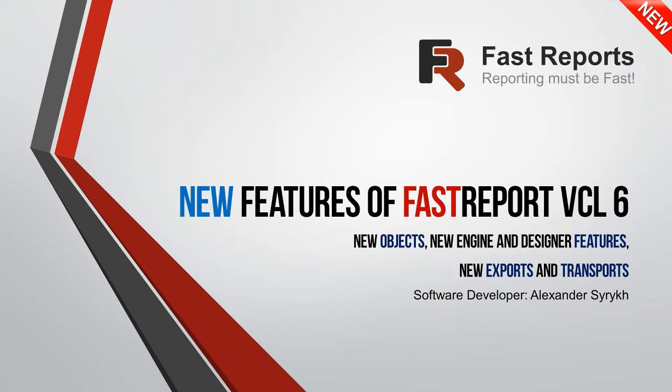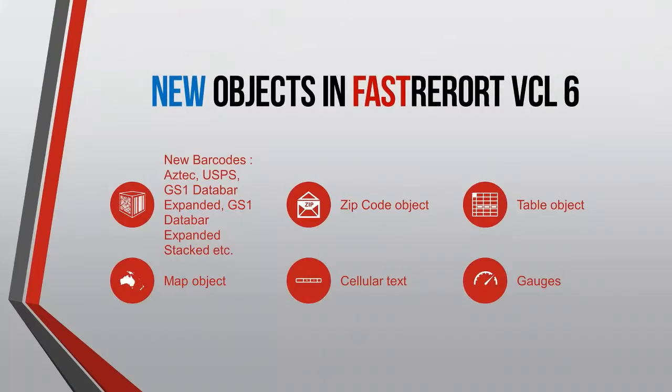Today we will look at the features of FastReport VCL 6. We will discuss new objects, new features of the engine and designer, as well as new exports and transports. Several new objects have appeared in FastReport VCL 6: new barcodes, table, map, cellular text and gauges. Next, we dwell in more detail on each of them.